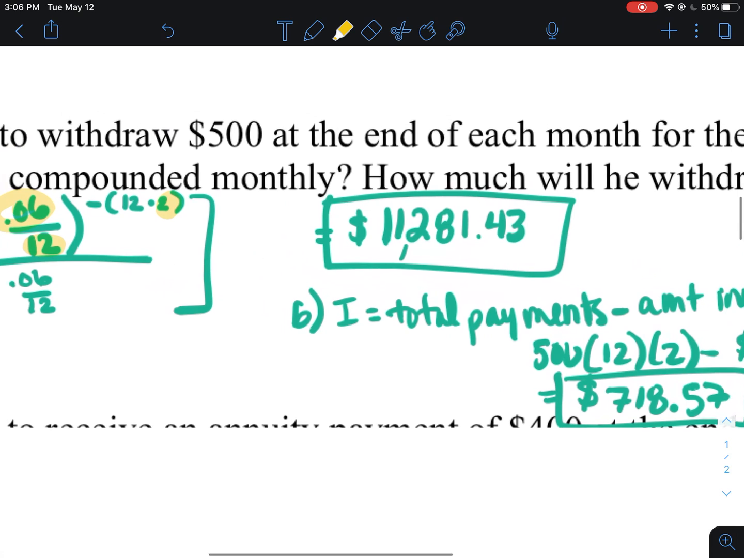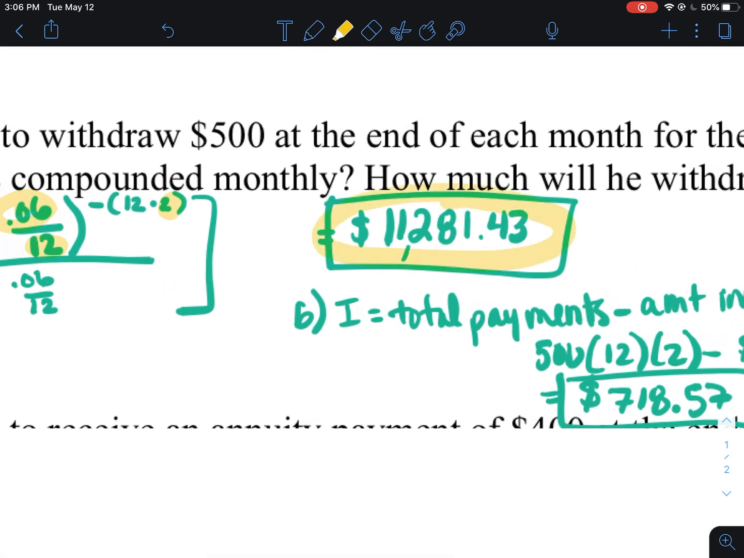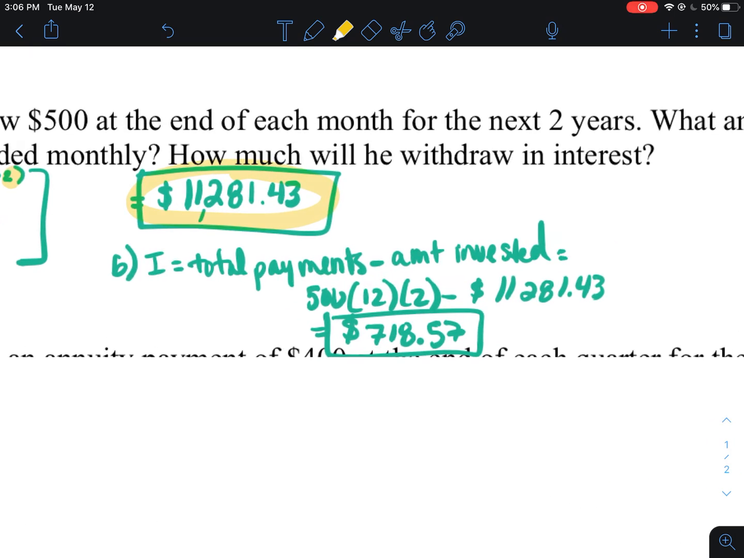We see that in order for this to happen, he needs to start with $11,281.43 in his account. So that takes care of the first part of the question. And the second part is how much of that ends up being interest. So we need to figure out how much he ends up taking out total and subtract out the amount he had put in originally, and that gives us the amount of money he made in interest.